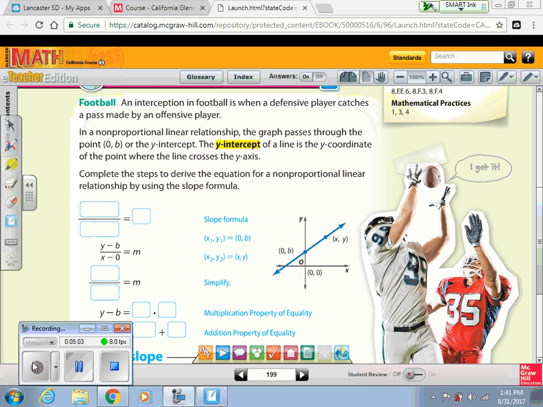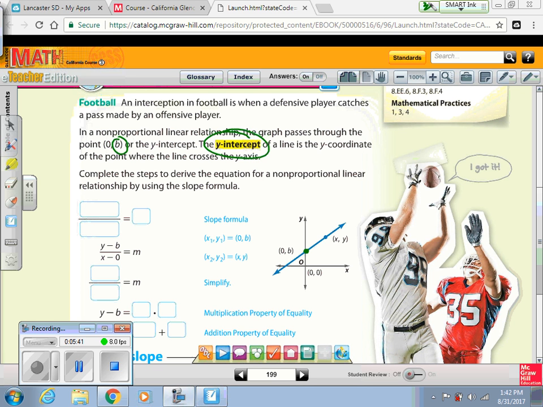Okay, so we're going to move on to the next lesson, and here we have a real-world example where an interception in football is when a defensive player catches a pass made by an offensive player. In a non-proportional linear relationship, the graph passes through a point (0, b), or the y-intercept. The y-intercept, this is really important not to forget, is a point where it's going through the y-axis at 0, but it's not going through the origin.